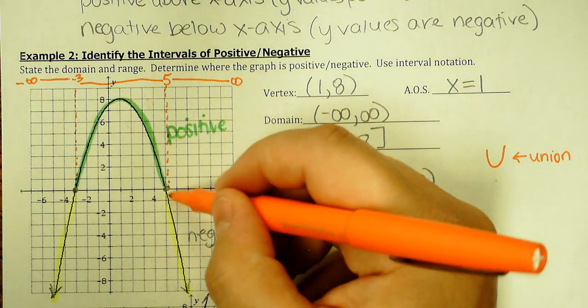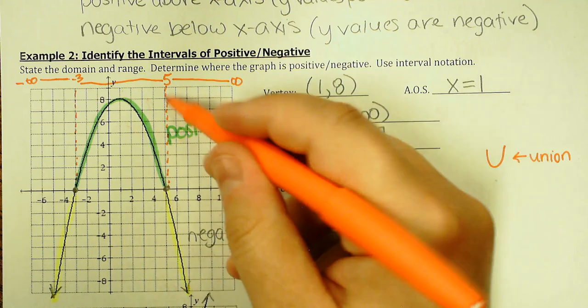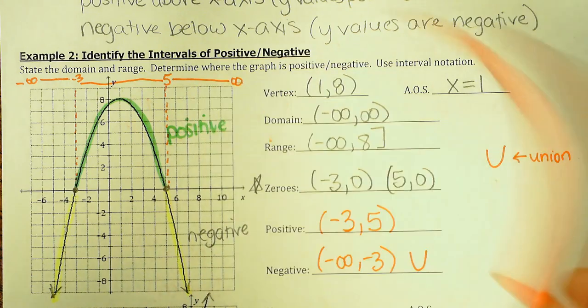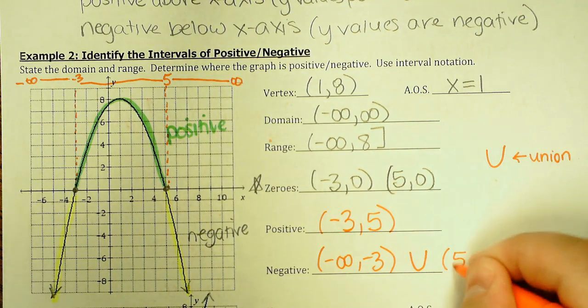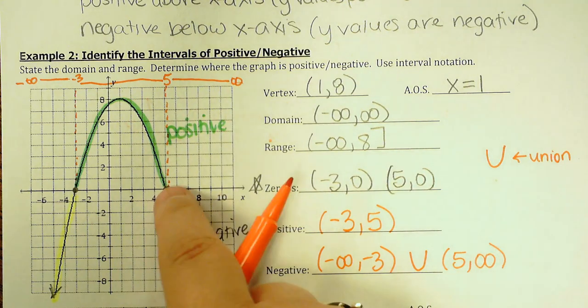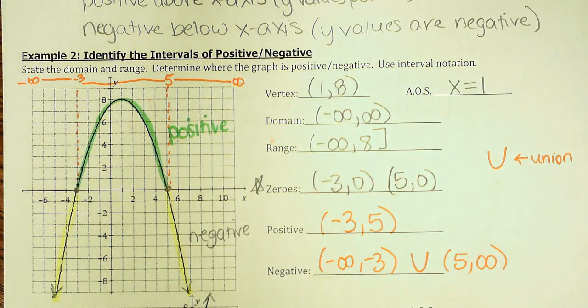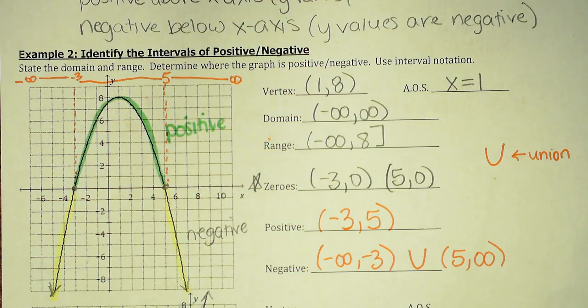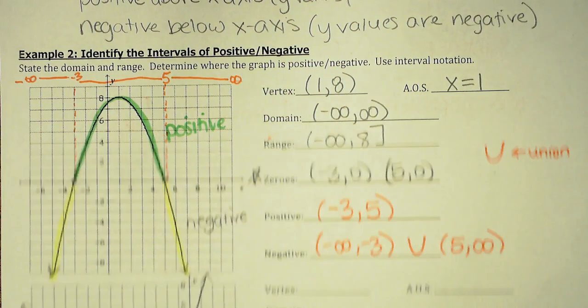My other negative interval, if you guys are looking at my little note up here, it goes from 5 to infinity. Starting at the x value of 5, and then for the rest of the graph, it's going to be below the x-axis. Pause this at any time if I'm going too fast.